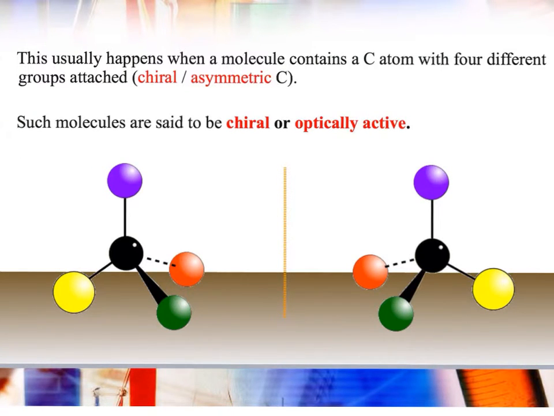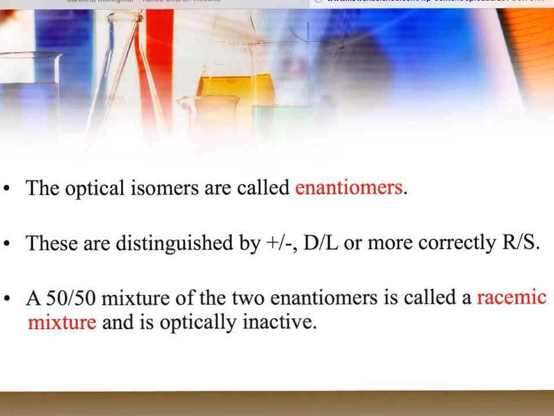This usually happens when a molecule contains a carbon atom with 4 different groups attached to it. We say the compound is chiral and the compound is asymmetric. So we call these types of chemical compounds chiral and optically active. These chiral compounds, these optically active compounds, are called enantiomers.